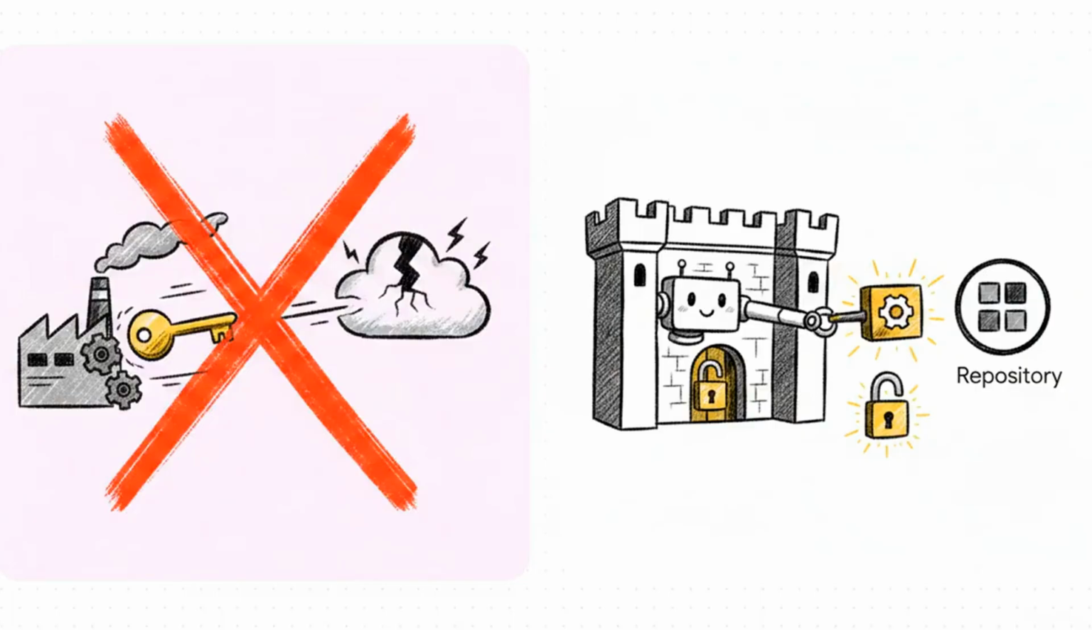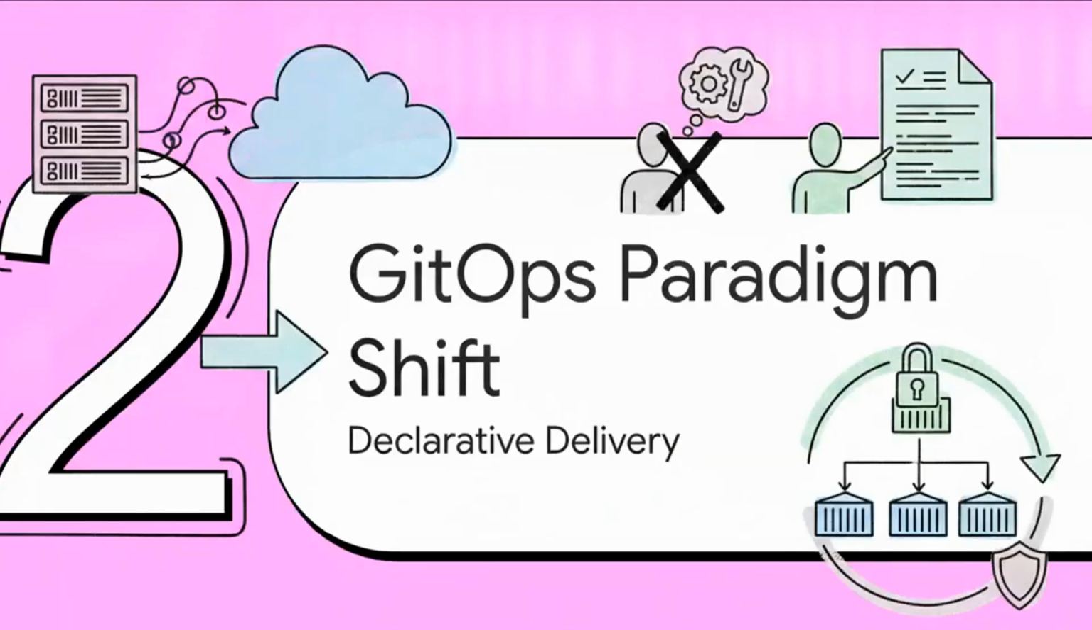But with a pull-based GitOps architecture, we install a software agent inside the cluster. That agent just quietly watches our Git repository and pulls the changes in. No credentials ever leave the cluster. From a governance and security standpoint, this is an absolute game changer for us. Moving right along to section 2, the GitOps paradigm shift.